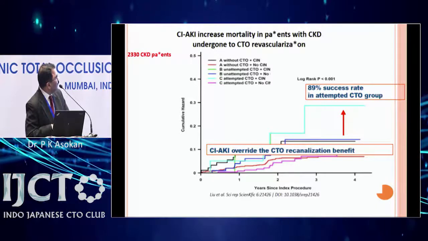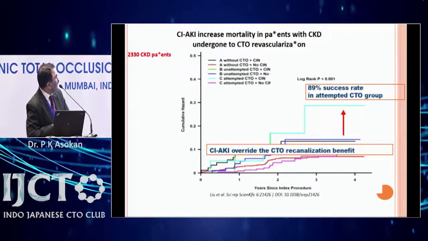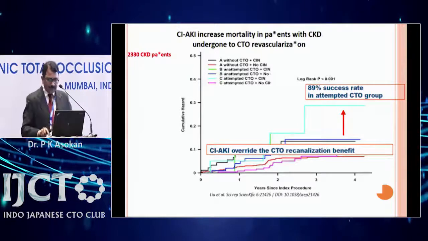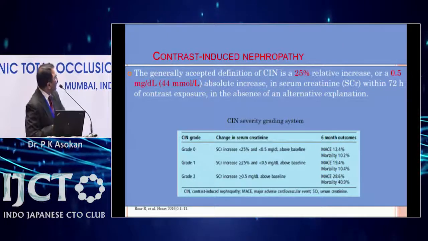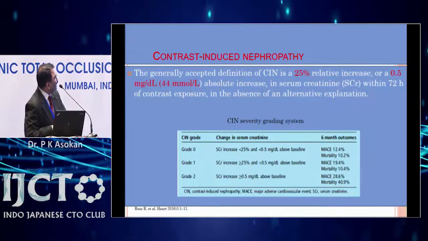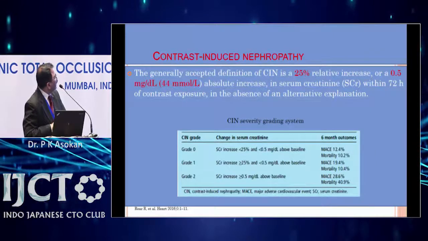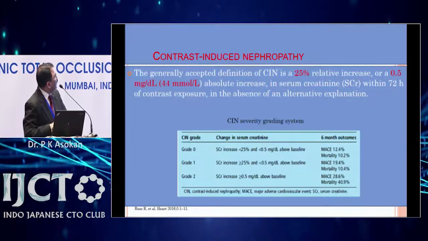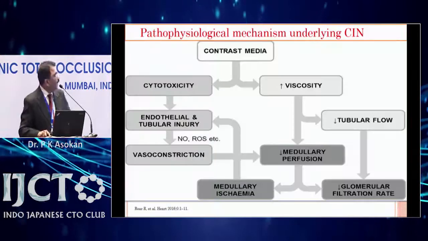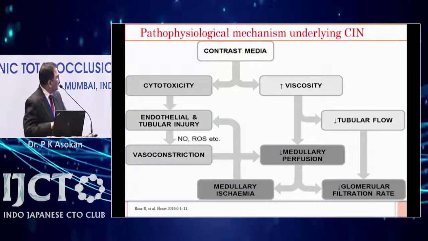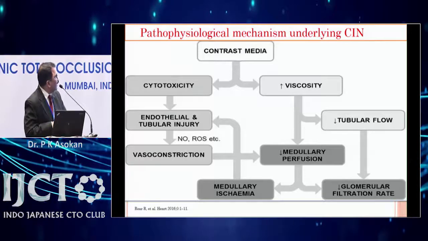Even if there is a CTO we are not done, and if there is a kidney dysfunction, the risk factor increases even if you are successful. So contrast-induced nephropathy is a 25% relative increase, or 0.5 milligram absolute increase, in serum creatinine in 72 hours after the procedure. There are different gradings and different mechanisms. Not going into that. Most of them are medullary ischemia because of different mechanisms, or increased tubular injury reducing the GFR.